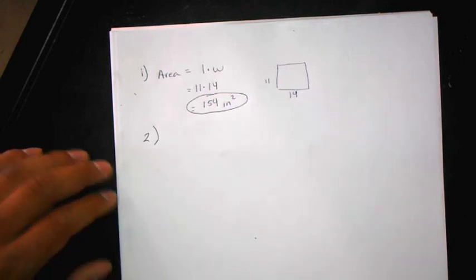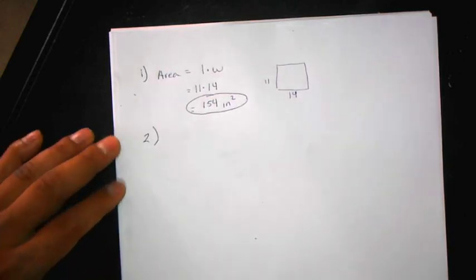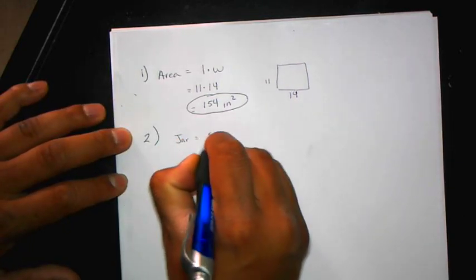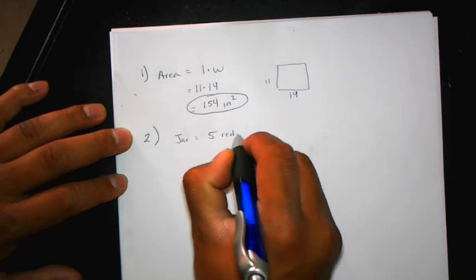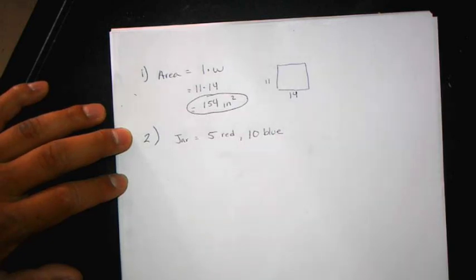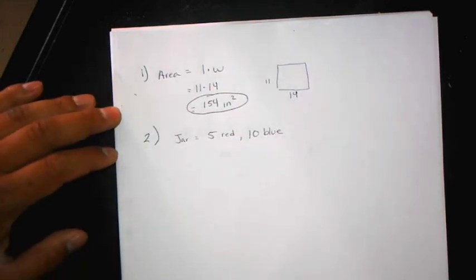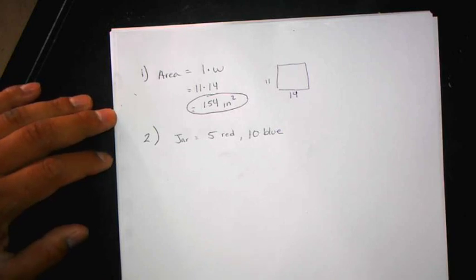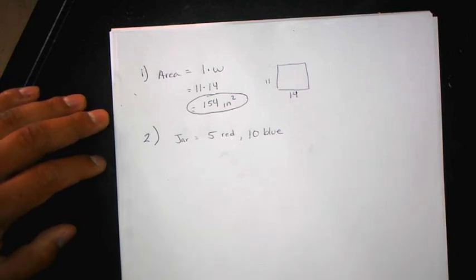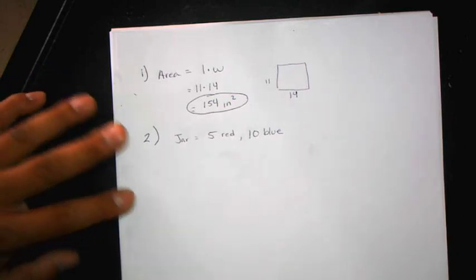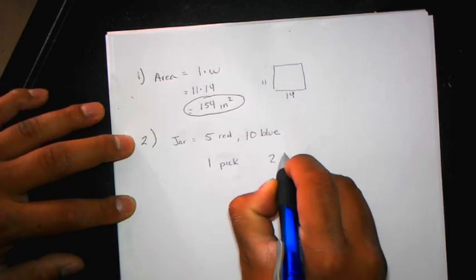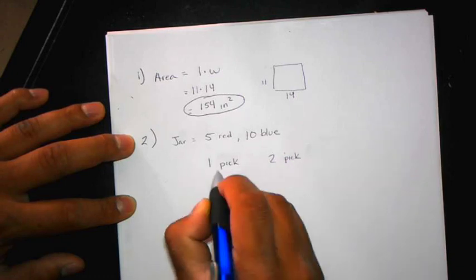Problem number 2 asks, a jar has 5 red marbles and 10 blue ones. So, a jar contains 5 red, 10 blue. If you randomly pick a marble without replacing it and then selecting another, what is the fractional probability of getting 2 blue? So it's asking you to pick out twice. So you have 1 pick and you have 2 picks. You're going to pick out a marble twice.